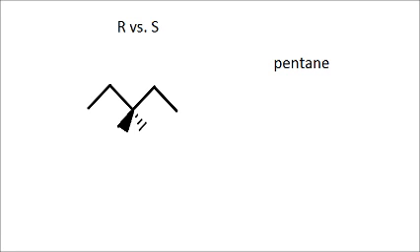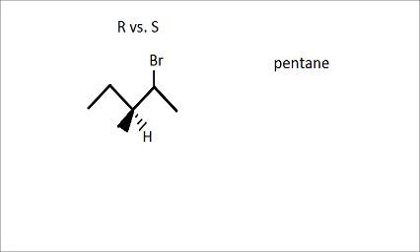Let's talk about R and S. So let's start with pentane. We're going to add a chiral center to pentane. That's the same as an asymmetrical carbon atom, not to be confused with a stereocenter. So we'll add a bromine to carbon 2. We'll put our hydrogen in the back since it's the smallest, and I'll explain that shortly.